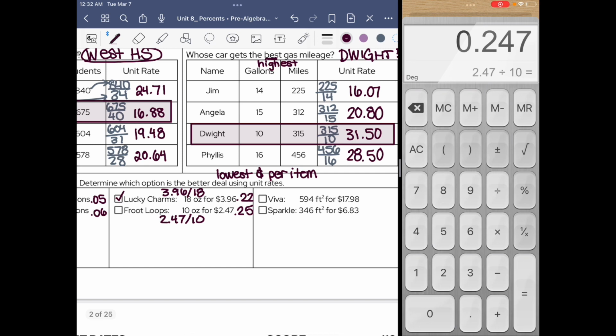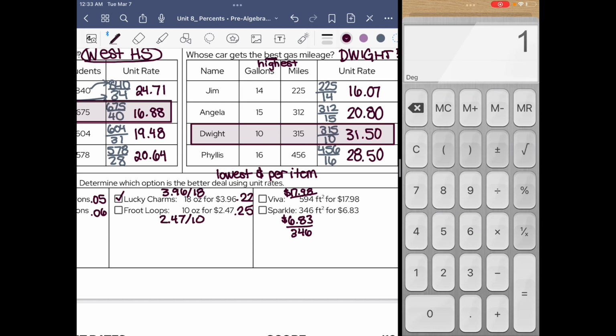And then we have Viva and Sparkle. These are paper towels if you did not know. And again, just like on the Lucky Charms and Fruit Loops, it gives you the money part second. So I'm going to have to do $17.98 first over 594 square feet, which is how we measure paper towels because we want to know how much paper towel there is. And $6.83 over 346 square feet.